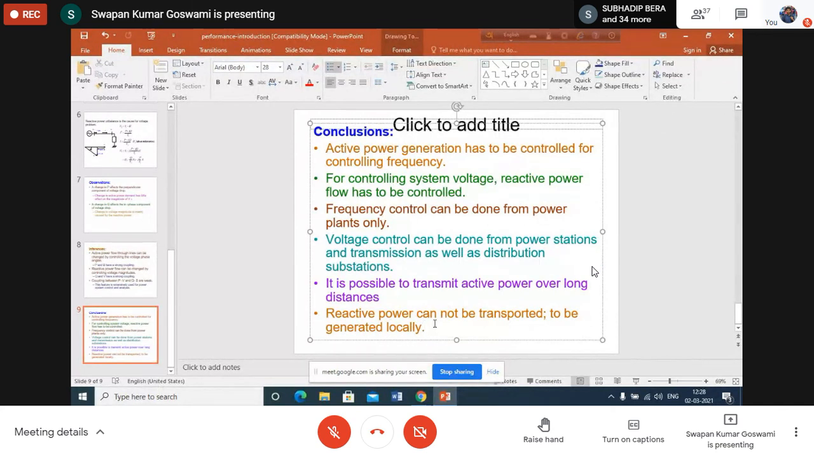তার মানে আমি বলতে পারি যে active powerটা অনেক long distance এ transmit করা যেতে পারে. You can transmit active power over very long distance, but you cannot transmit reactive power over a long distance, because for reactive power transmission, what is needed? Voltage difference is needed. So if you want to transmit reactive power, you have to increase the voltage difference between the two ends of the transmitter line. That you cannot do beyond a certain limit. So you cannot transmit reactive power.